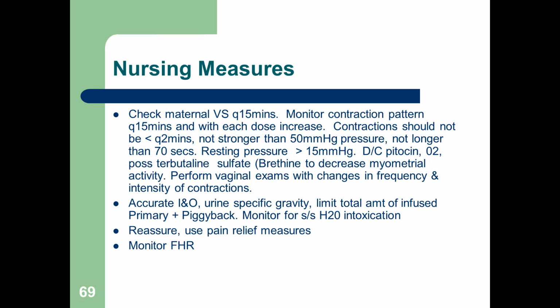Accurate intake and output. You limit the total amount of infused. Pit is piggybacked. It's not the primary line, and that makes sense because if you have that as your primary line, if you have to cut it off, then they have no fluids going. So you have a primary line, and pit is always piggybacked in. You monitor for water intoxication, fluid overload. Reassure, use pain relief measures.